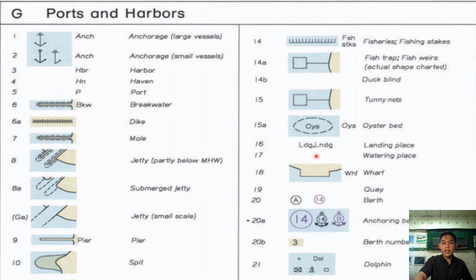The next is LDG or LNDG, which is a landing place or watering place. The next is WHF or wharf. So this right here is a wharf or quay or berth. And then this is anchoring berth. Can you see this? The symbol right here is anchoring berth. The next is 3, which is the berth number. The next is dolphin. So this symbol right here, dolphin.